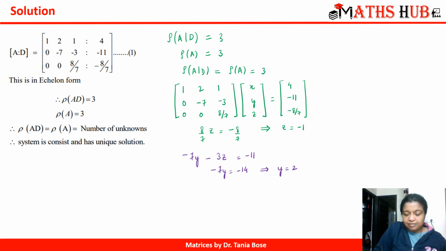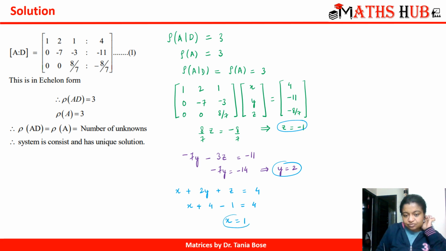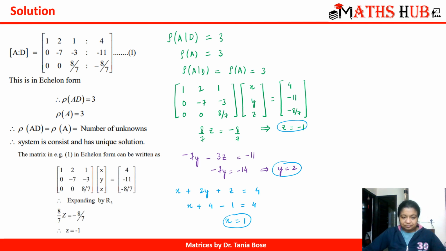And finally, we can go back to the first equation and we can frame x plus 2y plus z is equal to 4. So put in the values, we'll get x plus 2 into 2 is 4, z is minus 1, this is 4, so x will turn out to be 1, right? So z is equal to minus 1, y is equal to 2, and x is equal to 1 will become our unique solution, right? So I hope you understood the solution, right?